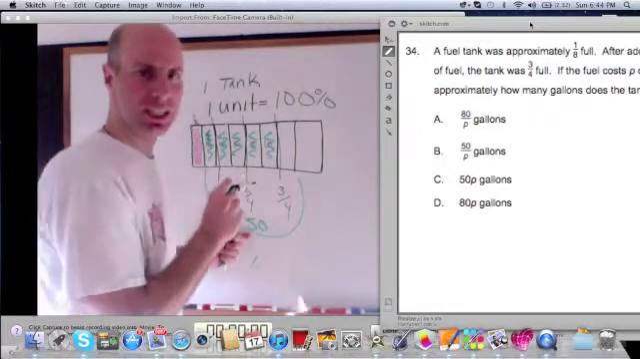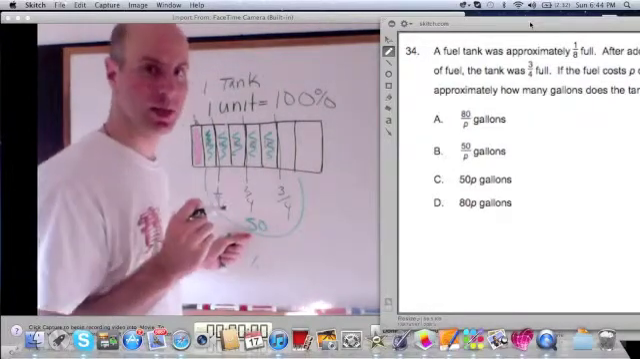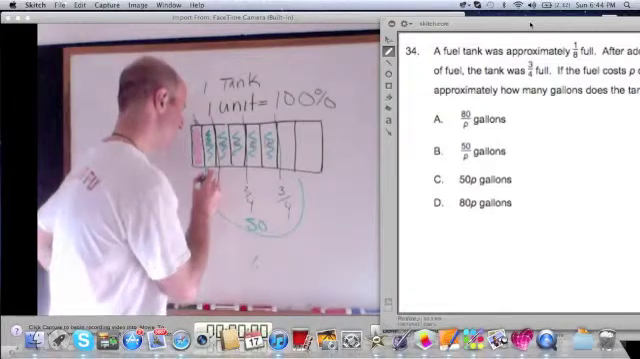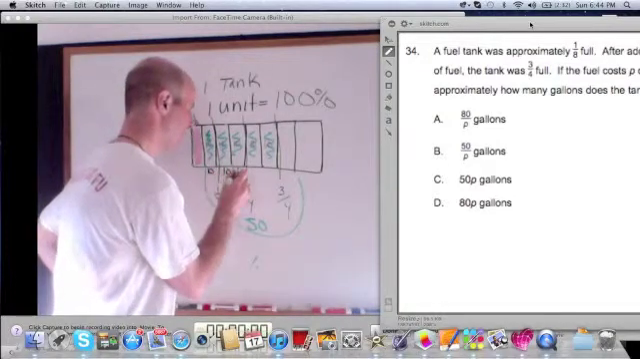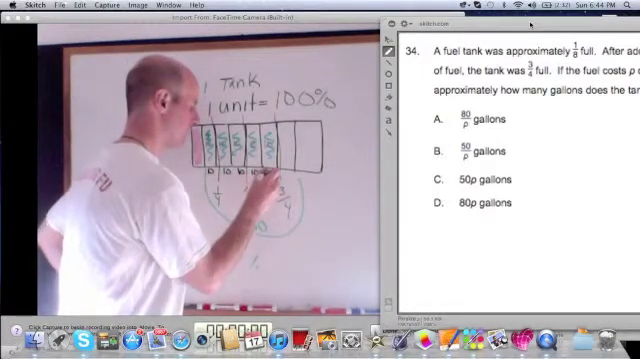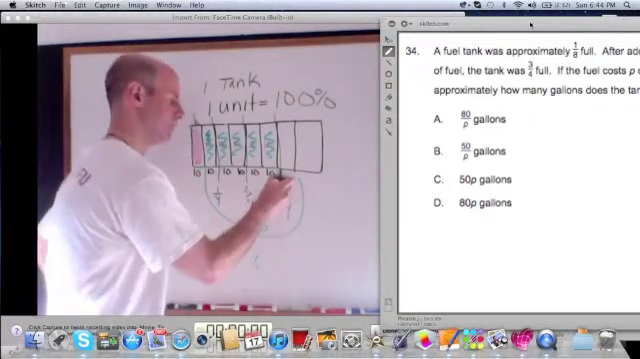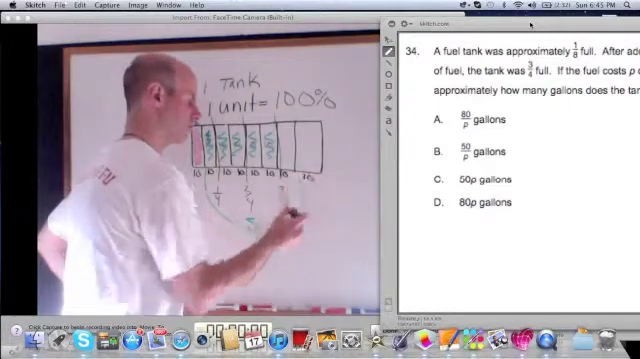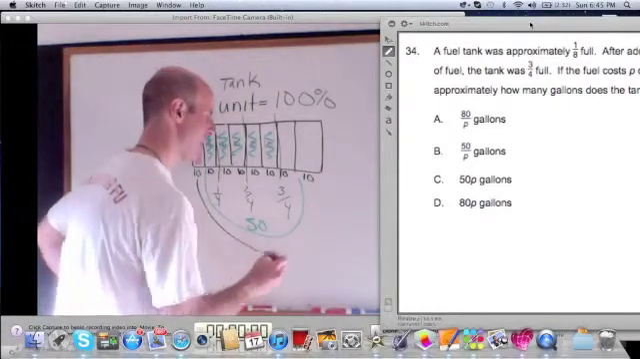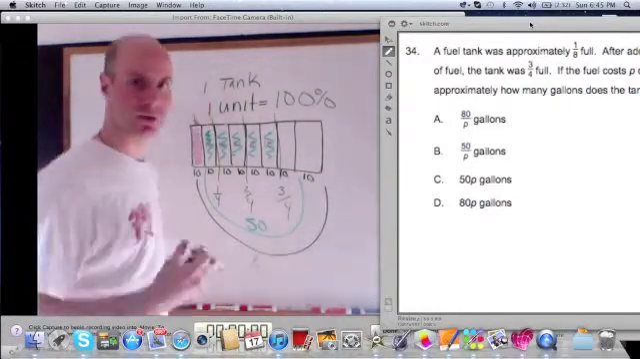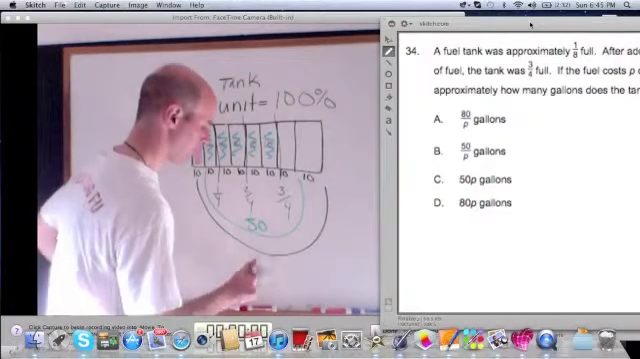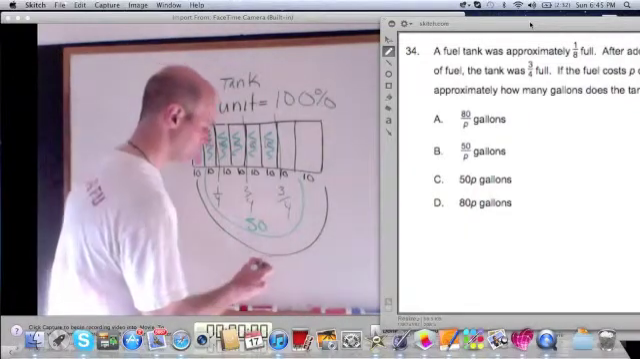Now that connection tells us a lot of key information. For one thing, it tells us that each one of these eighths is worth $10 worth of gasoline. Which means this is also $10, and this is also $10, and this is also $10. So in fact, the whole tank, whenever I go shopping to fill up my Grand Torino, costs $80.